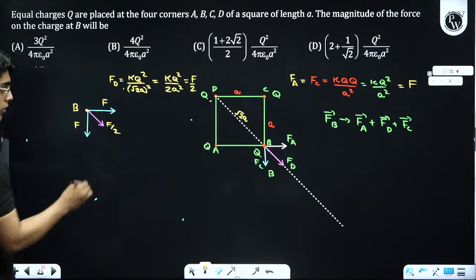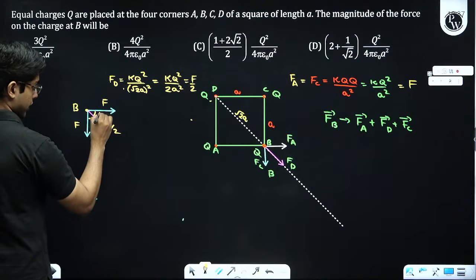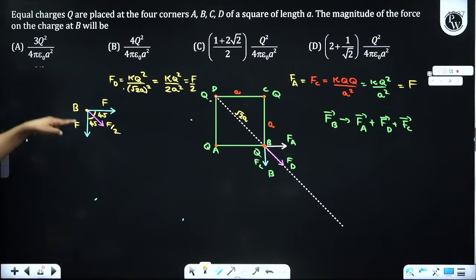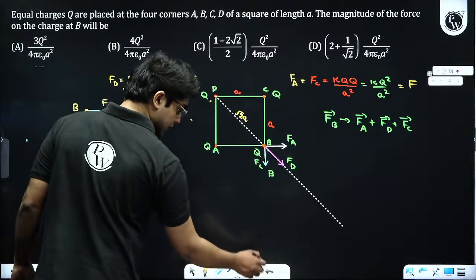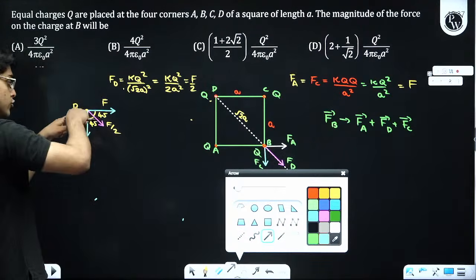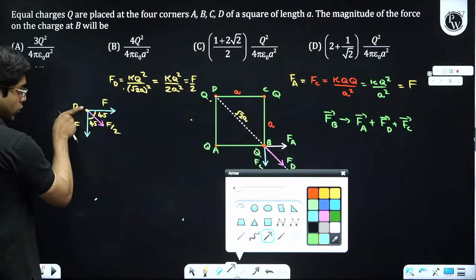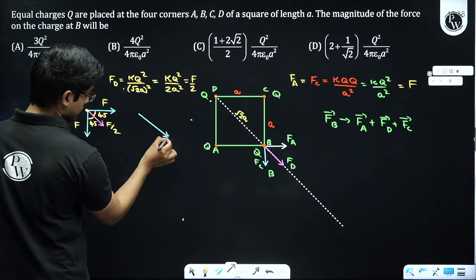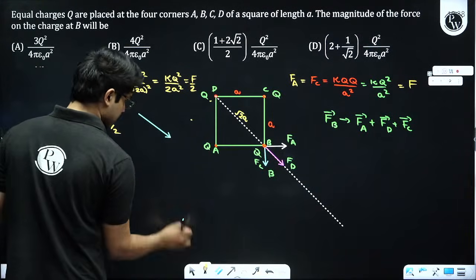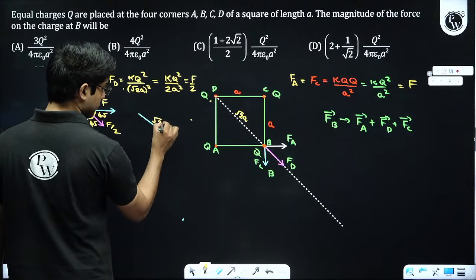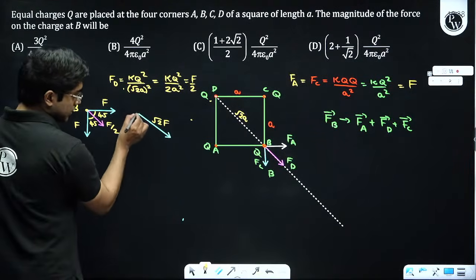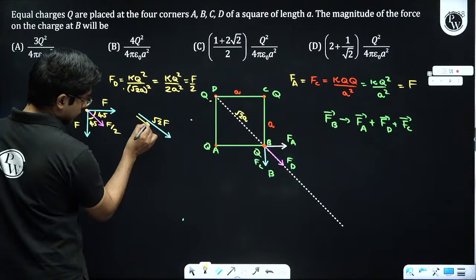This is actually not that hard to add because these two angles are 45 degrees. If you look at this F and F, these two blue vectors, the resultant of these two vectors will be root 2F in this purple vector's direction, along the diagonal. So this root 2F, and on top of that we have the F by 2.